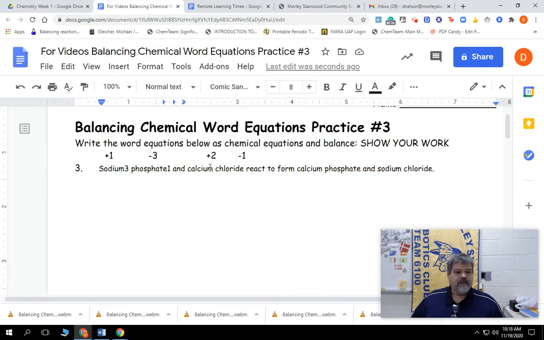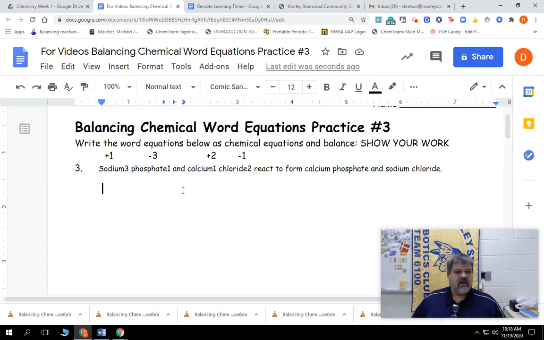So the calcium is a +2. The chlorine is a -1, so we're going to, again, crisscross because they don't cancel each other out. So I'm going to put a 1 here, and I'm going to put a 2 right there. Now this is going to help me out when I write my problem out.